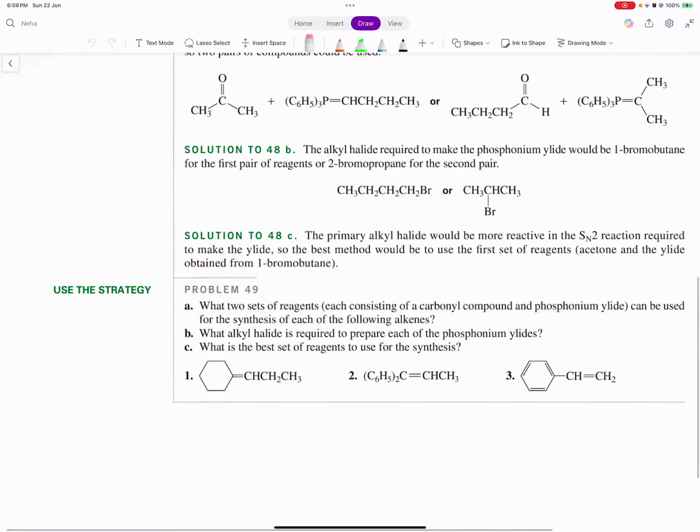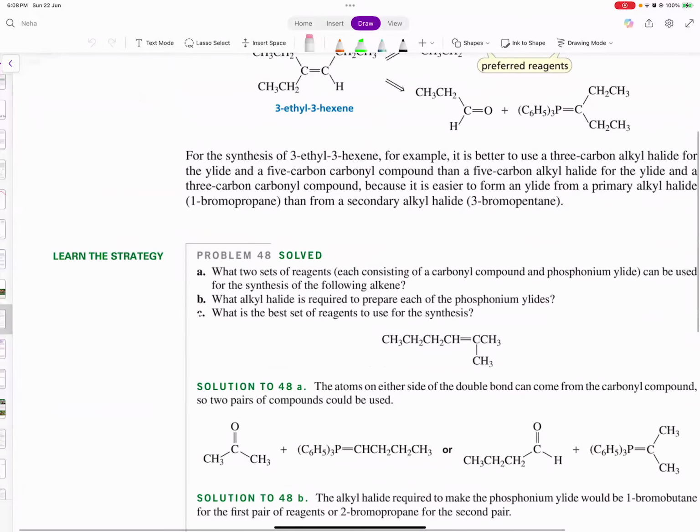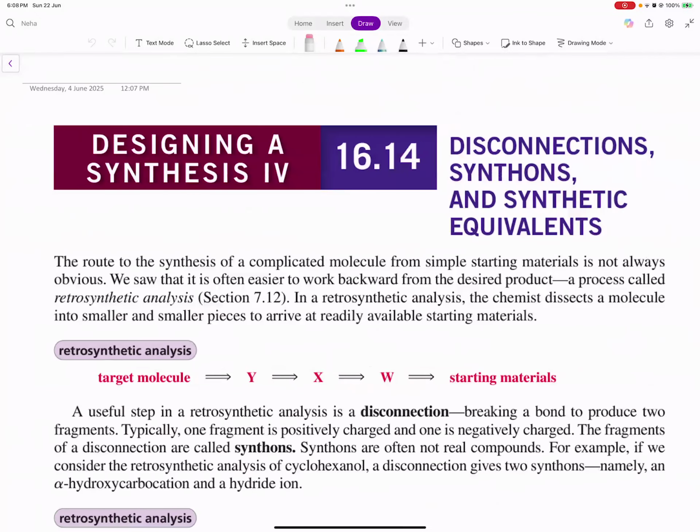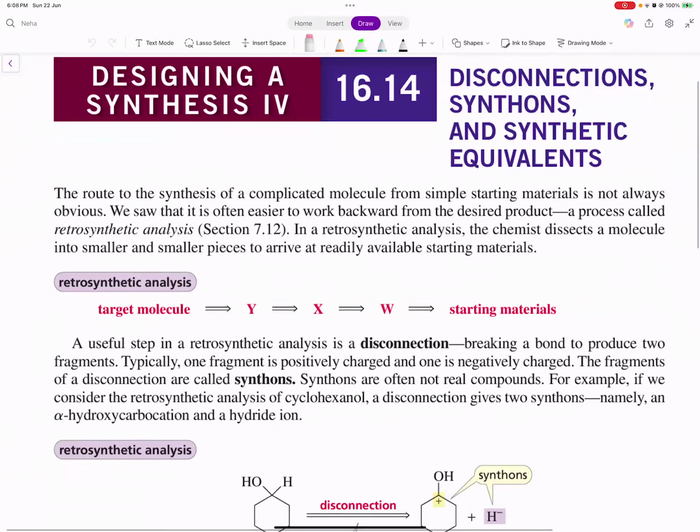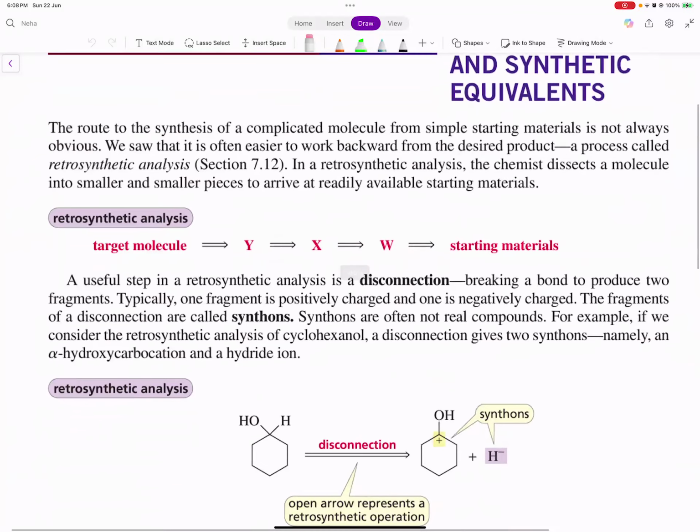This is just too much fatigue. I don't want this much fatigue because it has appeared only. Again, designing a synthesis, the fourth part. You know that this arrow signifies the reverse one, right?